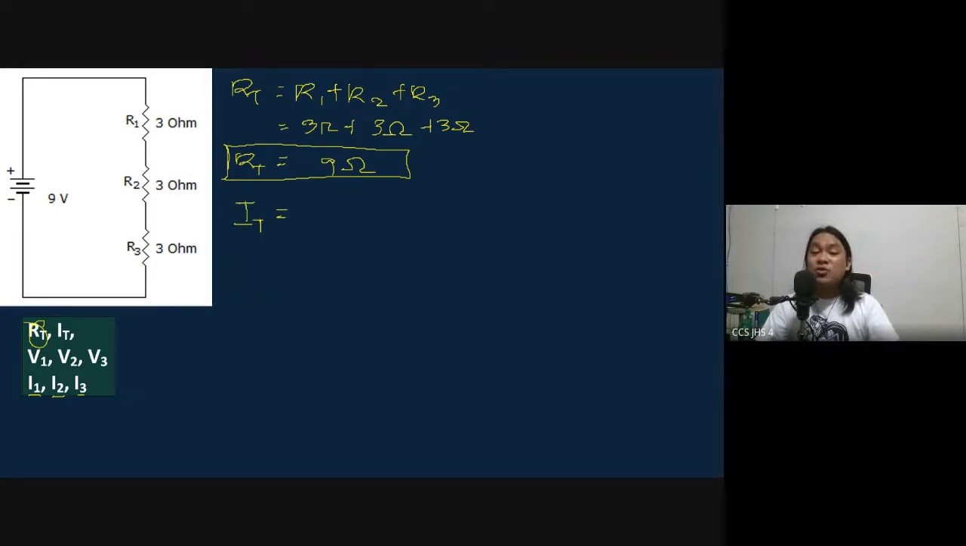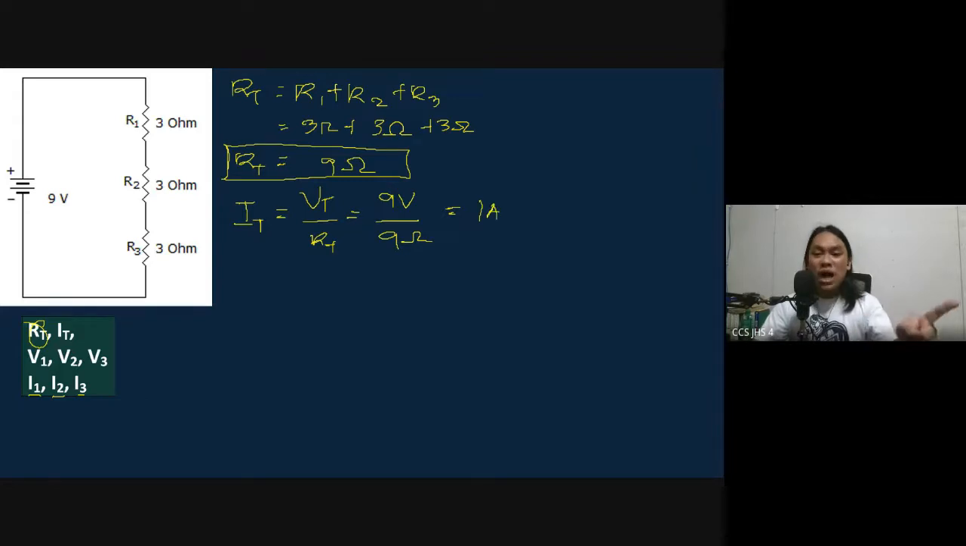Unsa gani ang formula to get the value of current sa Ohm's law? V over R. V over R. Yes, we can use that formula. Do we have the value? Since total current ni siya, do we have the value of our total voltage? Yes, naa. Okay, what's the value? 9 volts. Do we have the value for our total resistance? Naa. 9 ohms. So, we can solve for the value of our total current. So, this will become 9 divided by 9. 1. Very good. 1 amp.